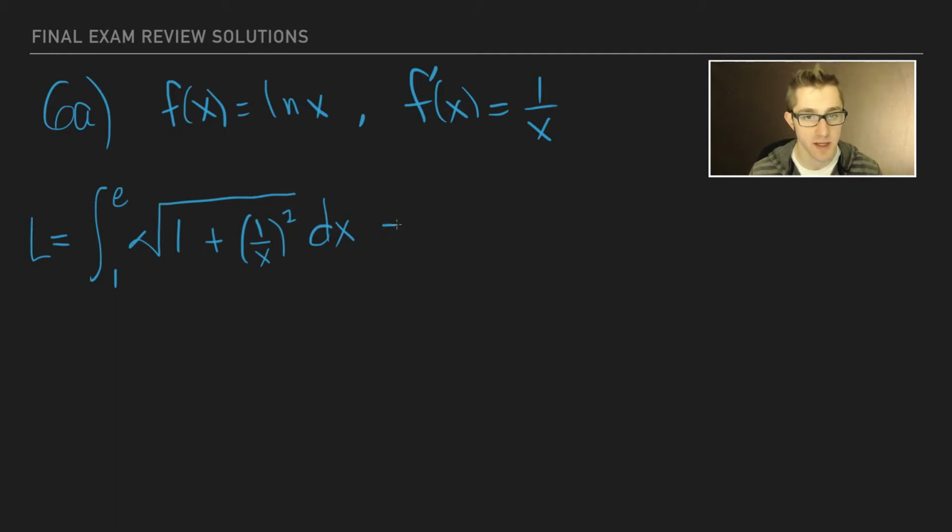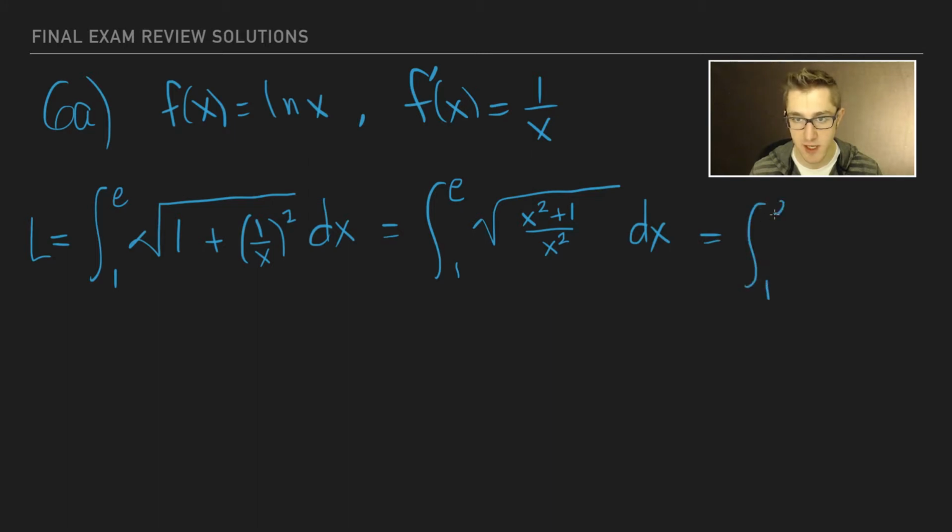Okay, we can rewrite this as the integral from 1 to e of the square root of 1 plus 1 over x squared. We can write that as x squared plus 1 over x squared by making common denominators, and then rewrite this further as the integral from 1 to e of 1 over x times the square root of x squared plus 1.